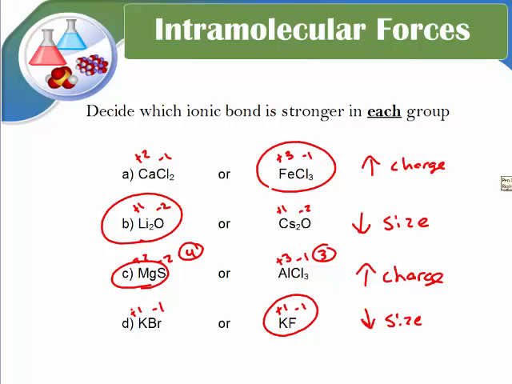Alright, so checking your answers, A, you should have got FeCl3 because it had the higher charge. B, you should have got lithium oxide because the charges are the same, so we were looking at size, and lithium is smaller than cesium. For C, you should have got magnesium sulfide because when you multiply the charges, we get a 4 and a 3, and magnesium sulfide has a higher charge. And for the last one, KBr and KF, you should have gotten KF because fluorine is smaller than bromine.